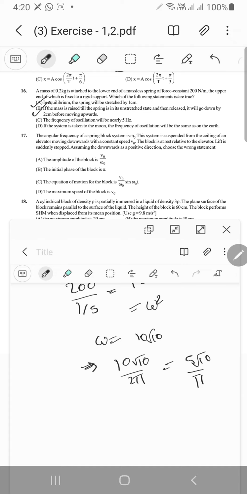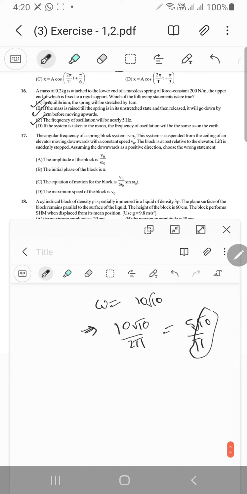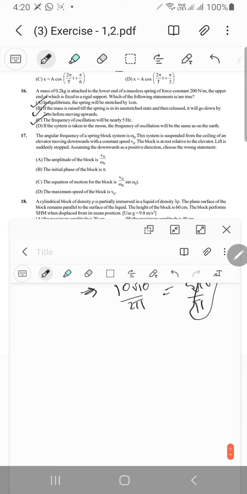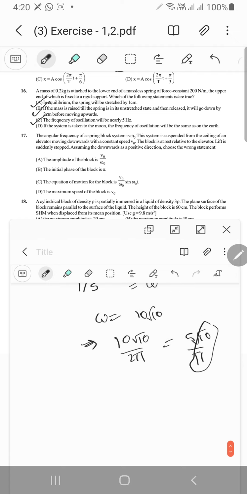It's nearly 5 hertz. Well, square root of 10 upon pi, yes, it's nearly 5, because this thing turns out to be very near to 1. Square root of 10 is almost like 3.14. If the system is taken to the moon, the frequency of oscillation will be the same as on earth. Yes, it will be the same, just the equilibrium position will be different.